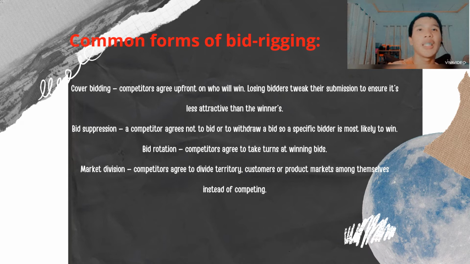Next is bid suppression. A competitor agrees not to bid or to withdraw a bid, so a specific bidder is most likely to win. Third is bid rotation. Competitors agree to take turns at a winning bid.